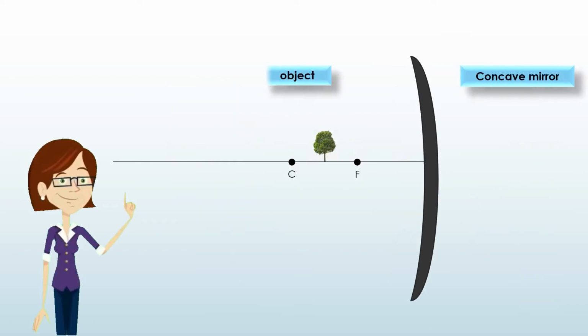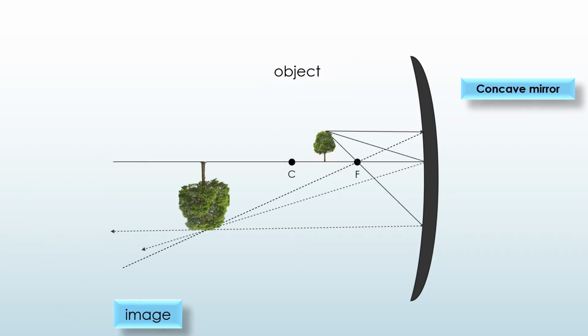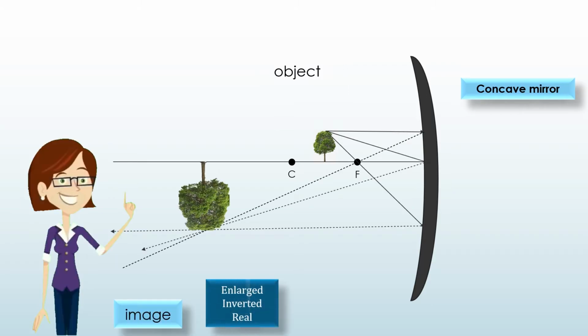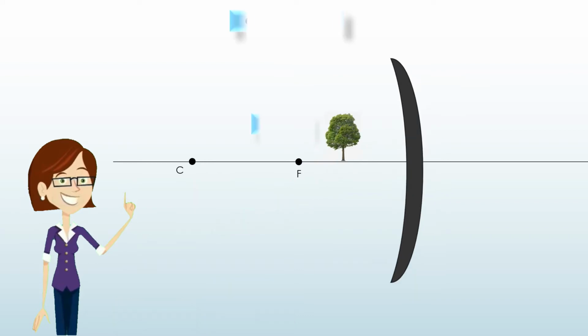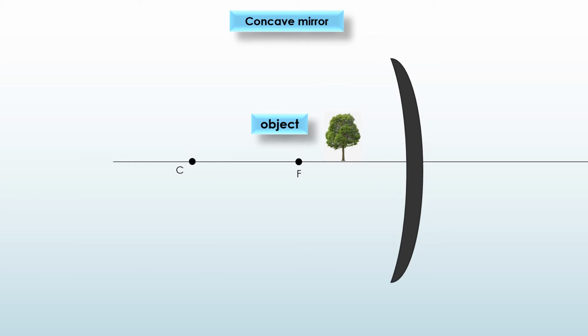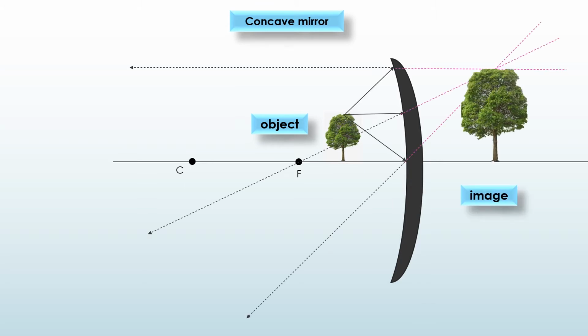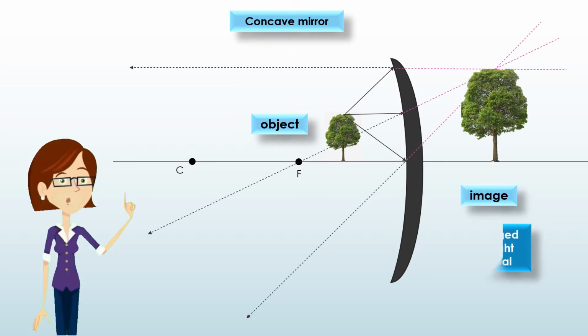In the next figure, the location of the object is between C and F. Who can describe the image that will be formed? Your answer is correct. The mirror will form an enlarged, inverted, and real image. How about if the object is located between the focus and the mirror? How will you describe the image that will be formed? Yes, the image is enlarged, and it is already upright and virtual.